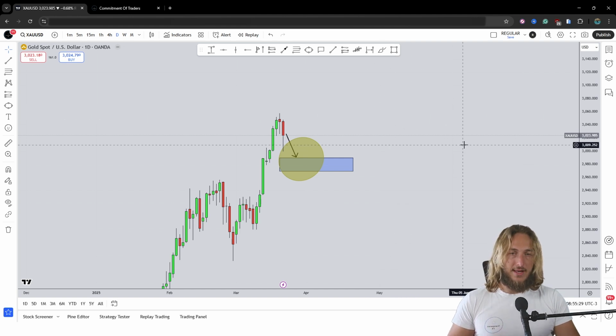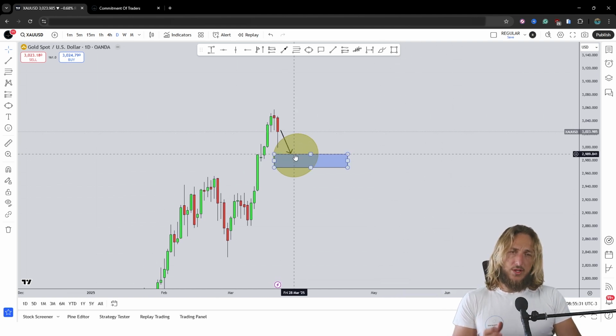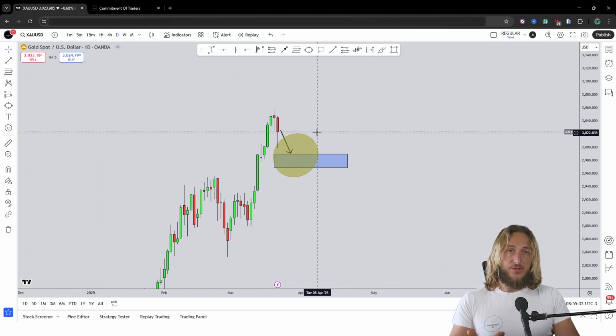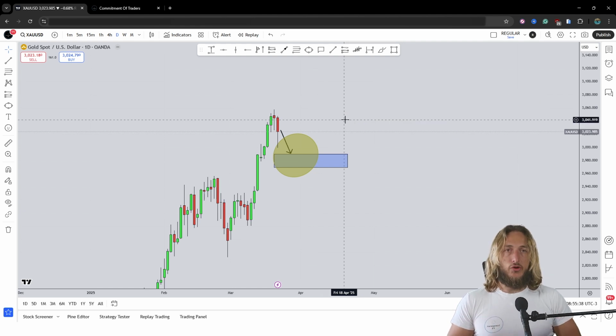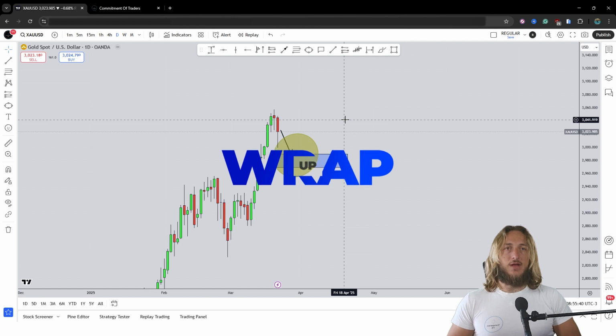Now back to the analysis. So if the market here will actually go and test this zone and we will see more institutional longing, what would I expect? Well, as my students know very well, trading is reactive and not predictive.